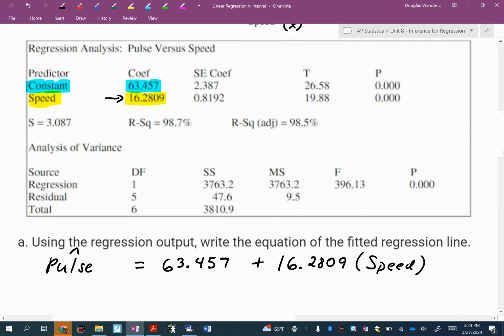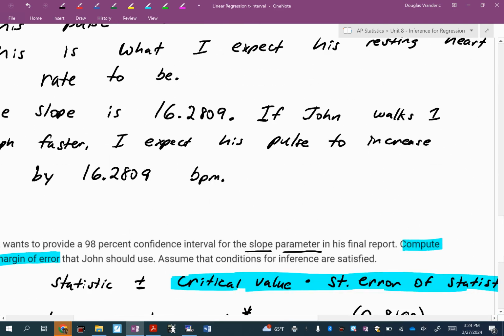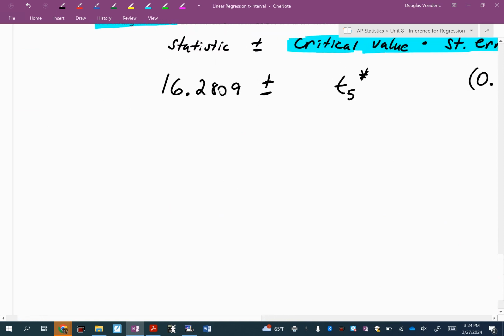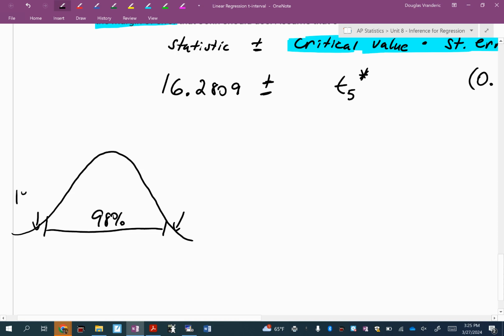So we're doing the difference. But if you have any issues with that, you can do it yourself. Okay, so I draw a quick little curve here to the side. What level of confidence? 98%. So how much is in each tail? 1%. So now we're finally ready to turn on the calculator.